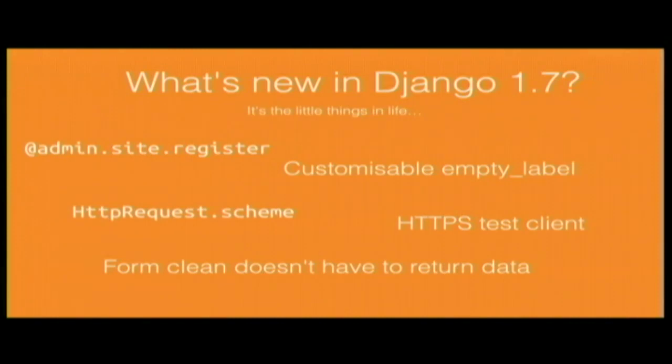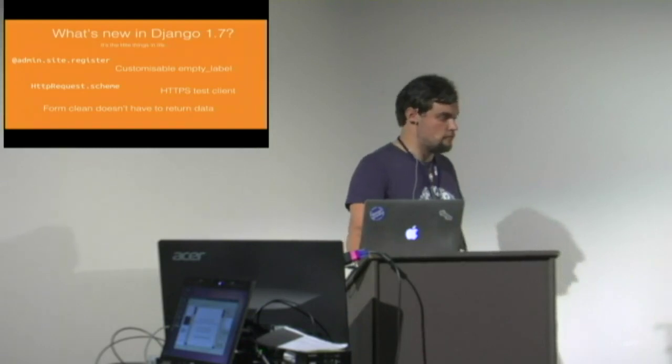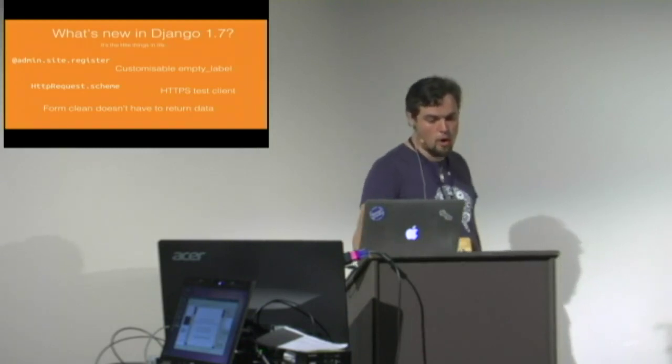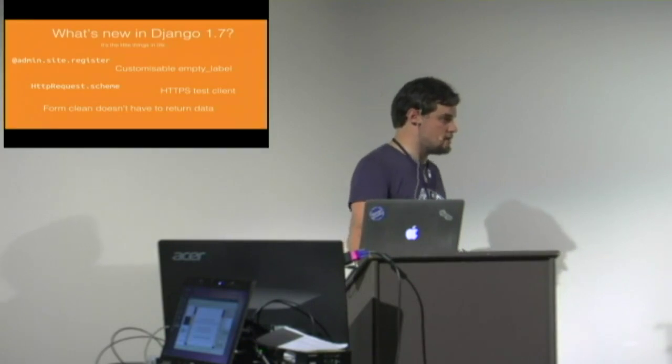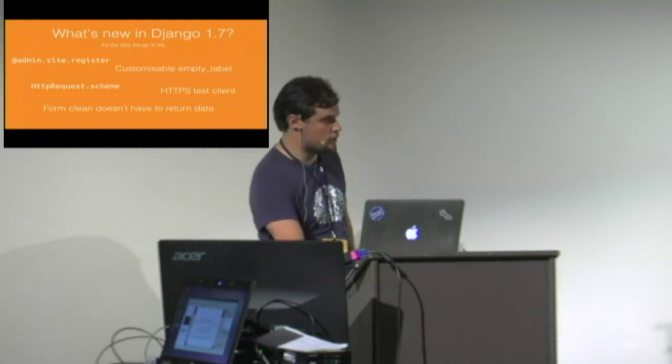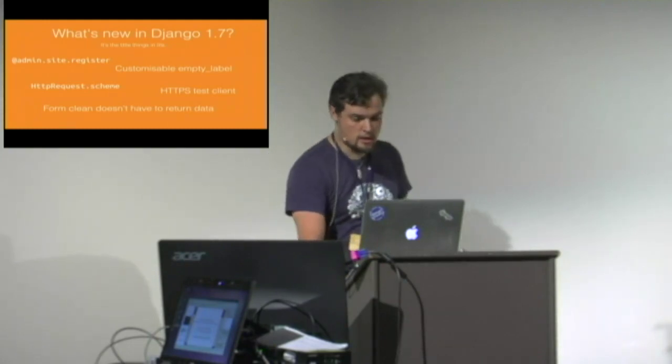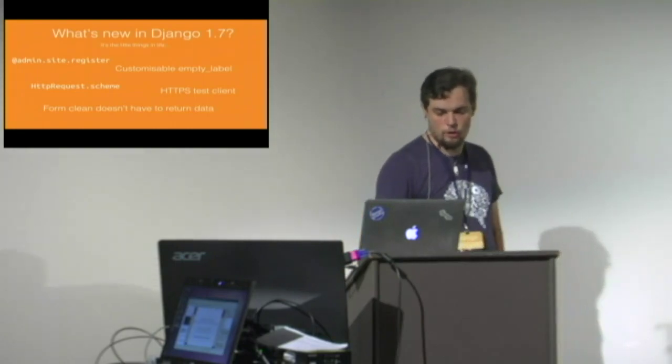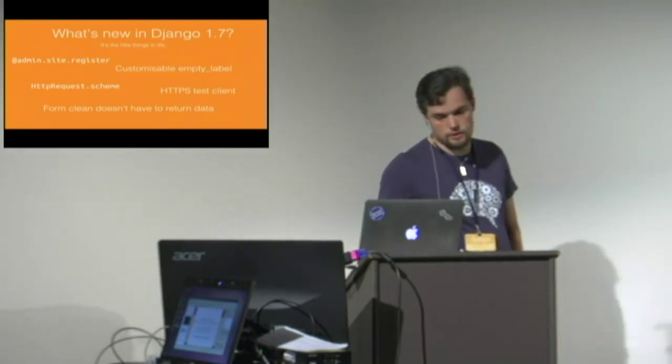Bunch of little tiny useful things that came in 1.7. Form.clean doesn't have to return its clean data anymore, which I forgot to do every single time I wrote a clean method. A couple of useful utilities for doing HTTPS. The scheme attribute got added to the HTTP request, so you could check what it had been requested with, and there was ability to mock that from the test client so that you could pretend to be HTTPS from the test client. We made admin.site.register usable as a decorator, and we added the customizability of the empty label on form choice fields.